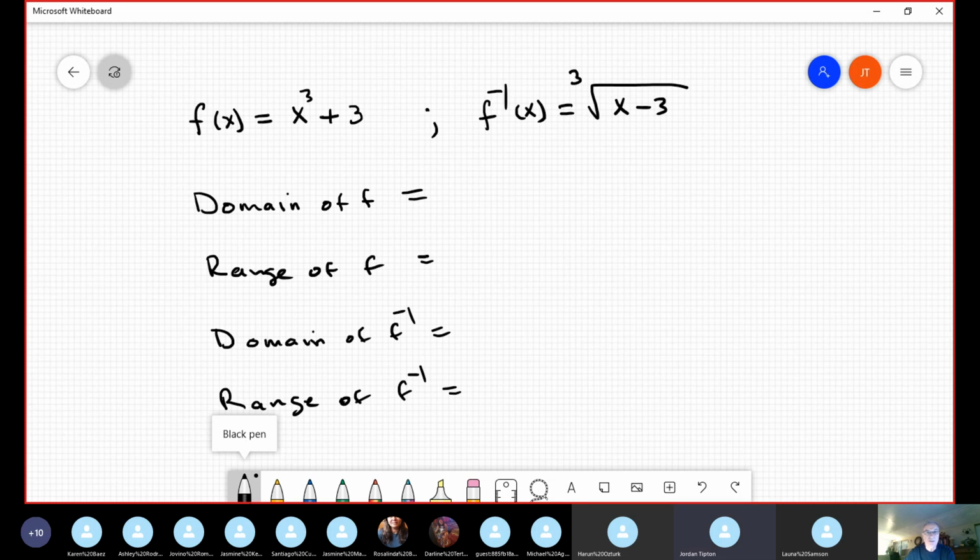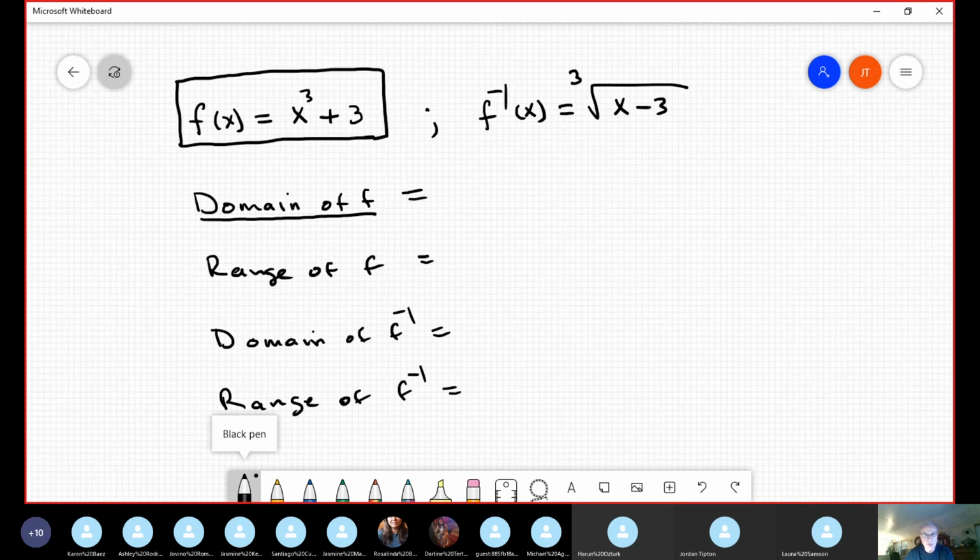Okay, let's focus on the domain of this. Focus on this, please. Everyone, I need strong help. What, in your opinion, is the domain of that function? Come on, guys. Come on, extra credit. The student can get the answer to this. What is the domain of x cubed plus 3? And why?